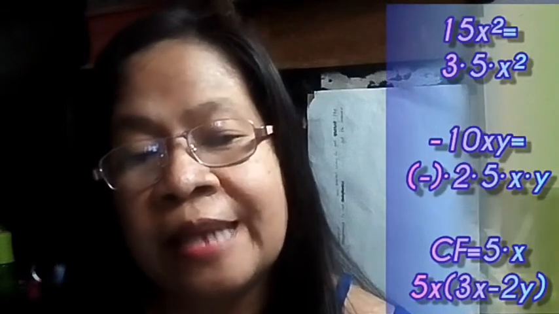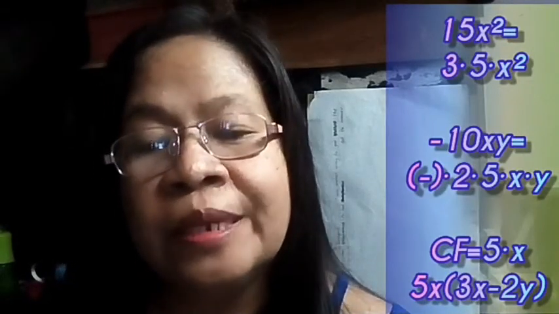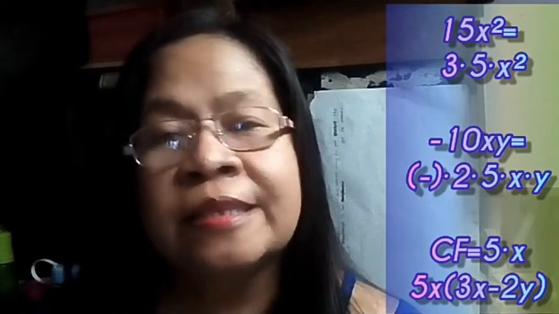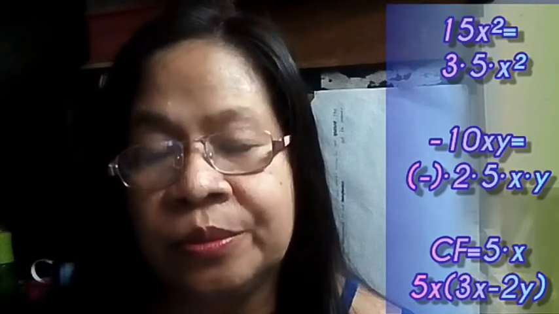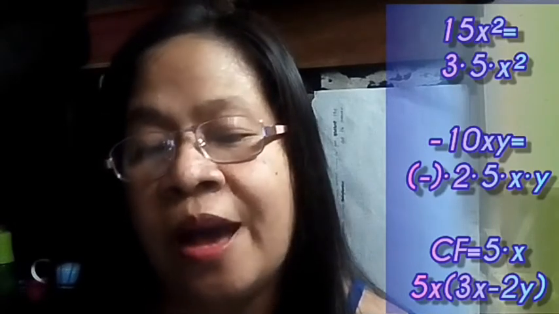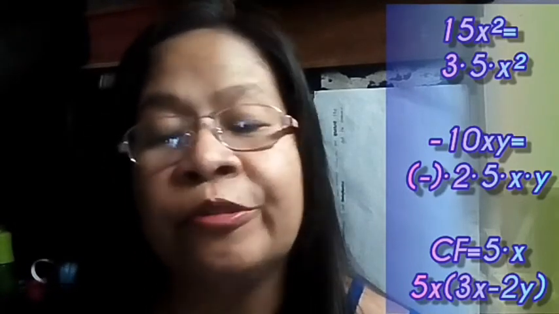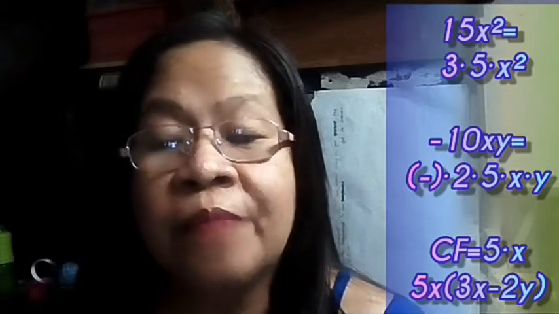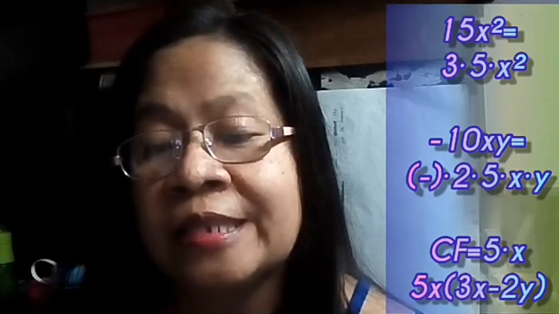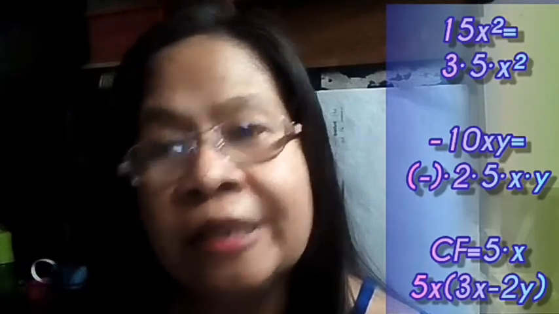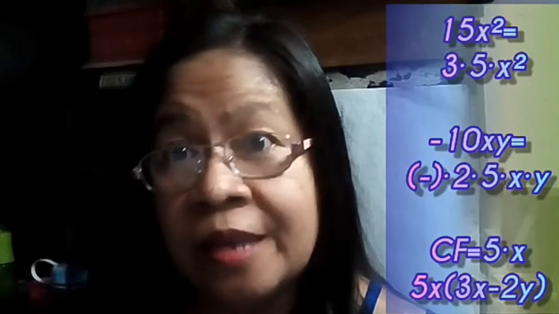Solution. Let's factor each. 15x squared is equal to 3 times 5 times x squared. Next, negative 10xy is equal to negative 2 times 5 times x times y. Let's get the common factors. For the numerical coefficient, the answer is 5. In the variables, the least exponent in x is x, and in y, there's no common factor. The GCF is 5x.